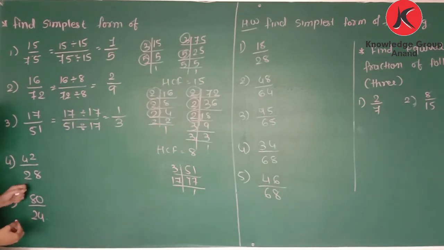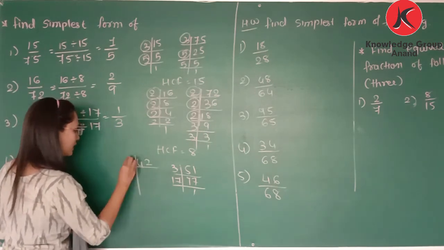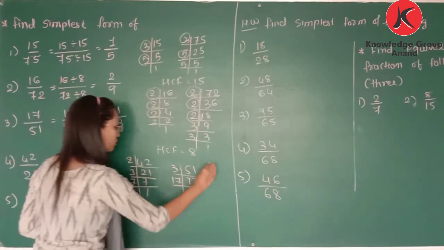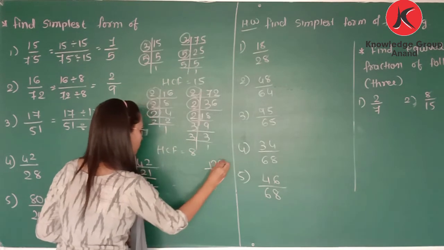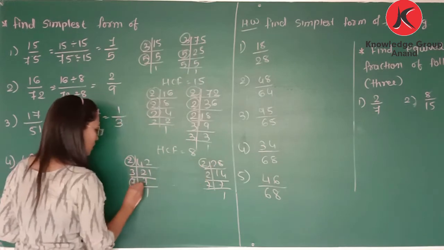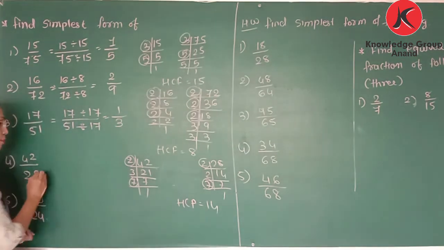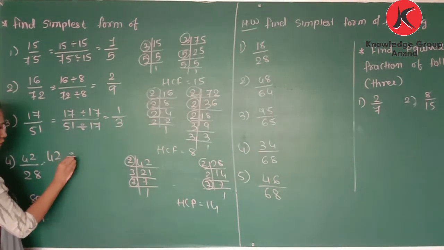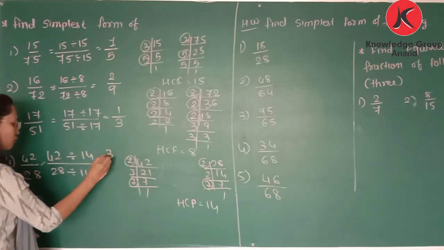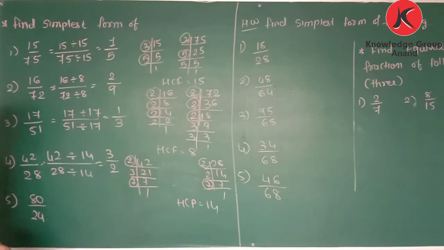Now next one 42 by 28. So find the HCF of 42 and 28. Now what are the common factors? 2 and 7. So HCF will be 14. It means divide both number with 14. So 42 divide with 14 and 28 divide by 14. So you will get 14 3s are 42 and 14 2s are 28. So 3 by 2 is the simplest form.